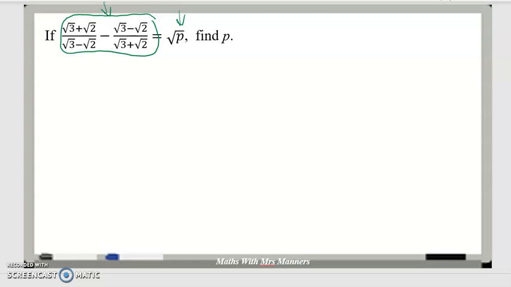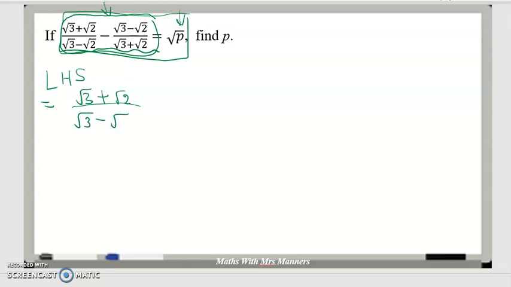So what I can do to set this out nice and clearly and to show whoever's reading my work what I'm doing, this expression is called the left-hand side of this big equation. And so what I'm going to do is write left-hand side. And I'm going to start by working with the left-hand side. Clearly that's the side that I can manipulate or simplify the most easily. All right, so let's write that expression down.